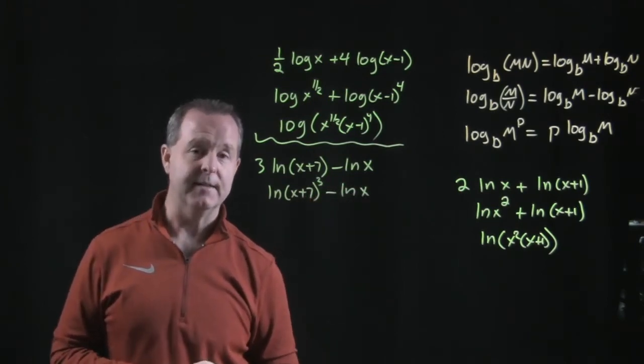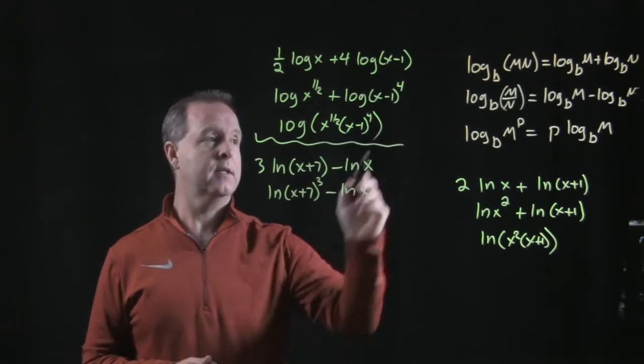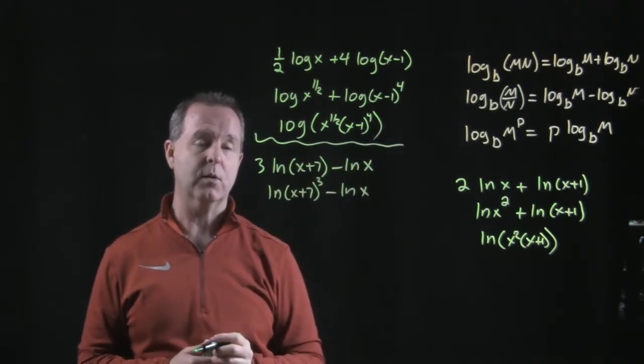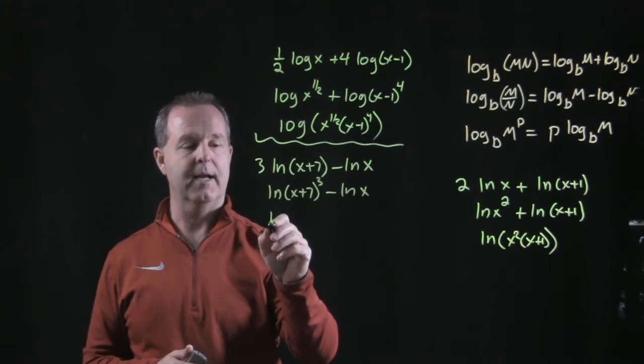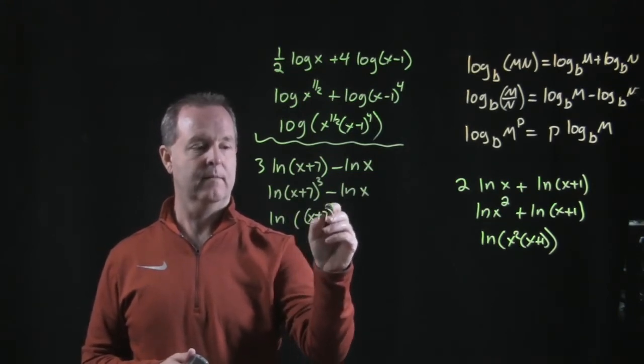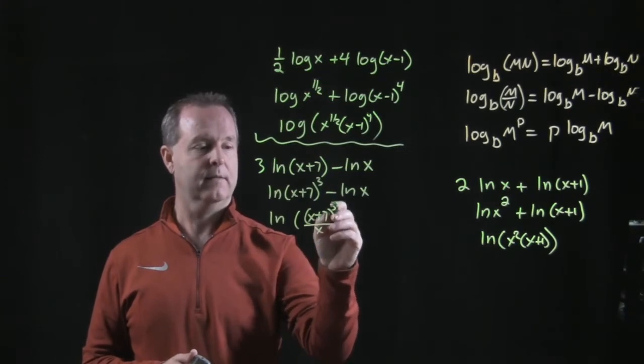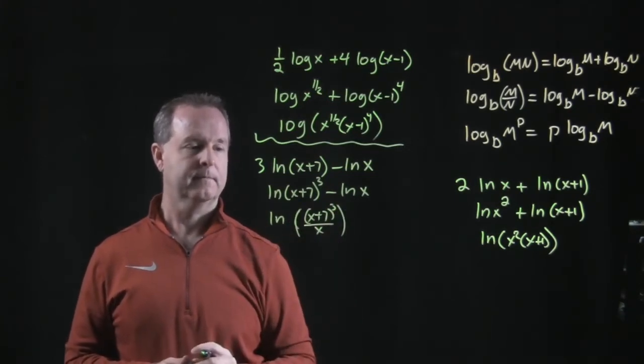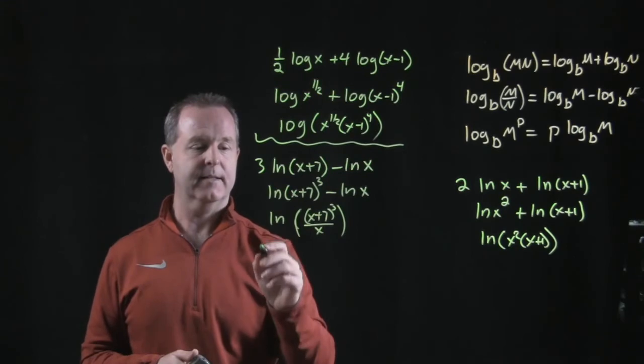Then from there, I have the difference of two natural logs. So I'm going to reverse the quotient rule. So this becomes the natural log of x plus 7 cubed all over x. From there, that has been condensed.